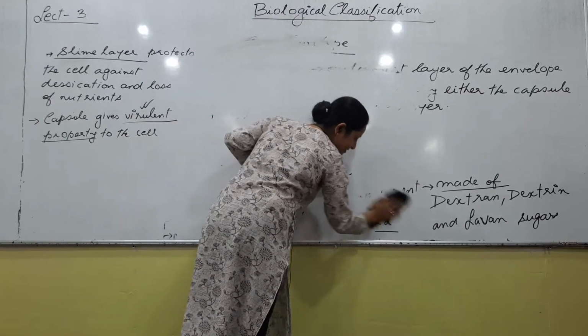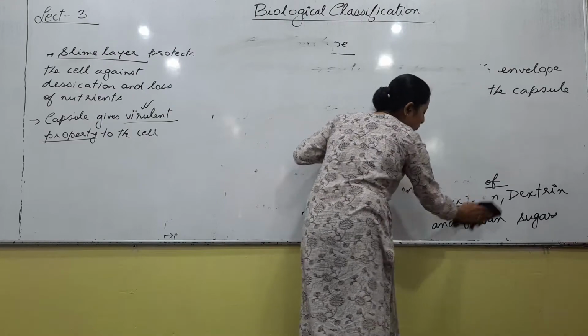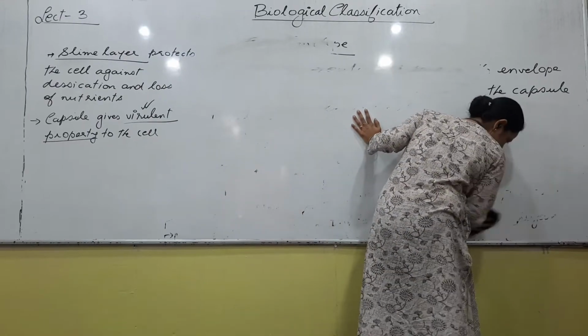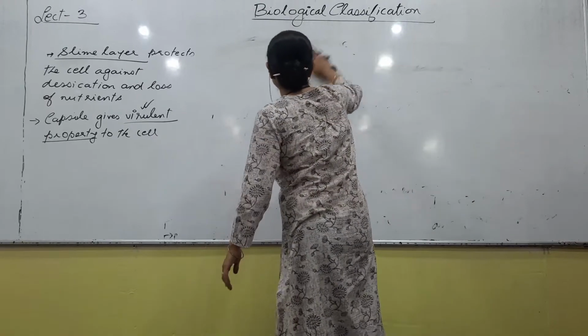So next to the cell envelope, next to the capsule was the cell wall. But cell wall we will discuss later. First write the cell envelope plus cell membrane.